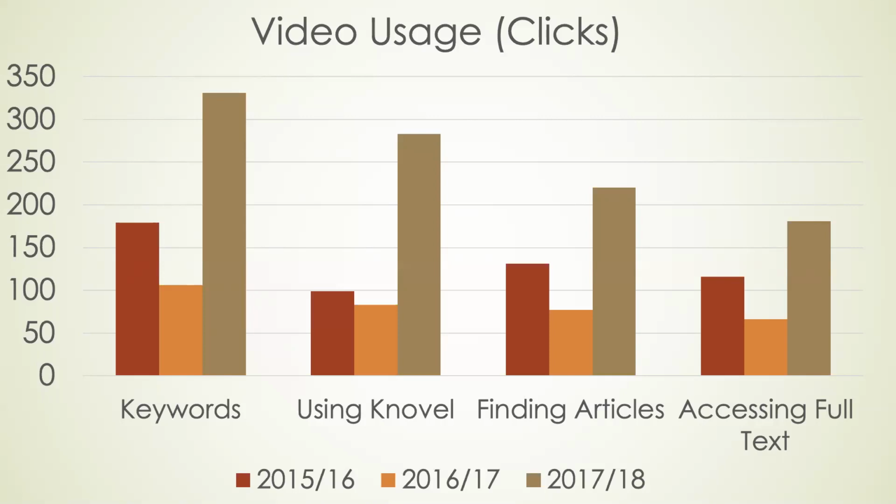And what you can see is there's a definite pattern moving from left to right here in this bar graph, where the links further down on the page, such as accessing full text and finding articles, are used less frequently than the ones that were further up on the page. So it really looks like students start with the first link, and then more and more students skip the succeeding ones. I'm not really sure what to do about this.